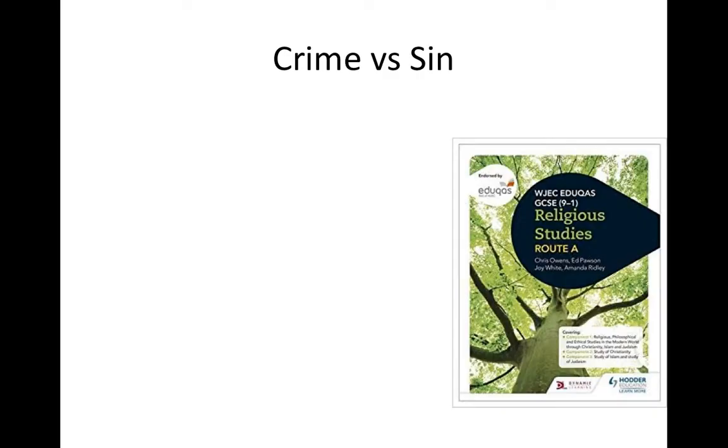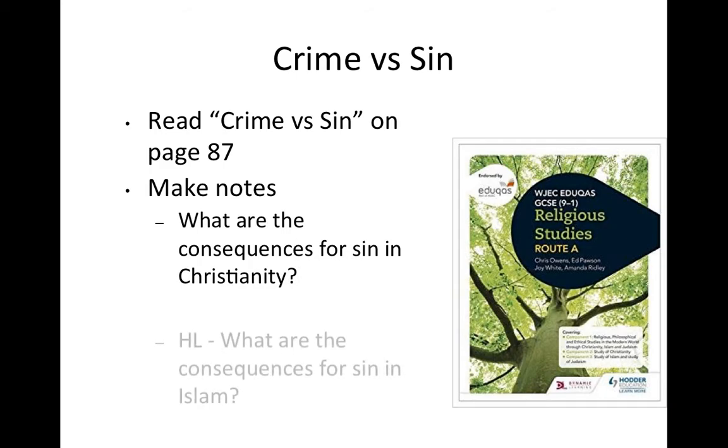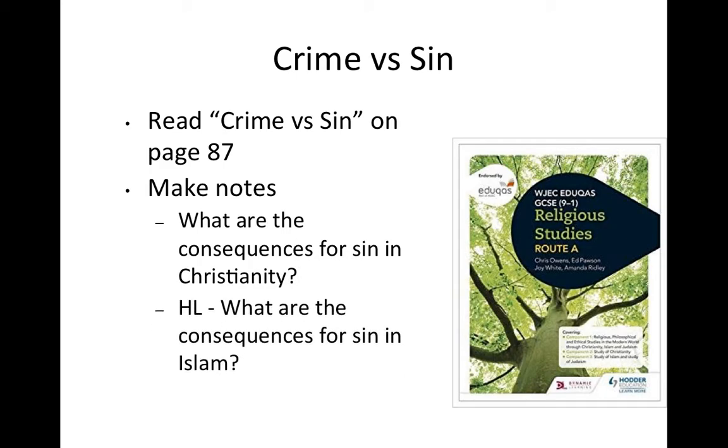All right. So crime versus sin. Now you've got a little bit of a task to do, so you're going to have to go away again. You need page 87 in the textbook. You need to read the tiny section which is crime versus sin and make your own notes. So what are the consequences for sin in Christianity? And please, if you are 7 to 9, include in that what are the consequences of sin in Islam. And you can come back when you've done. We're nearly finished.